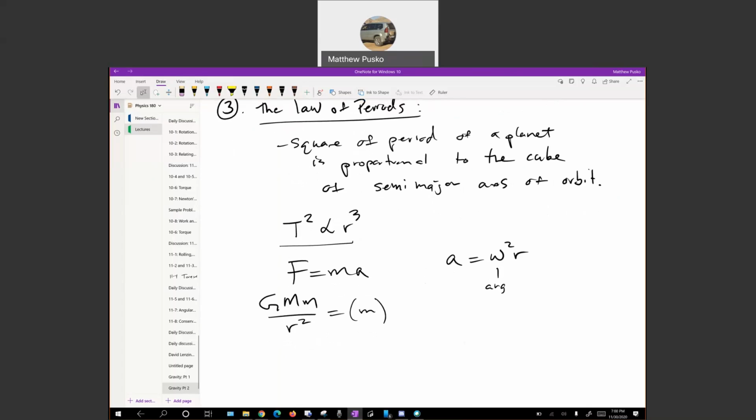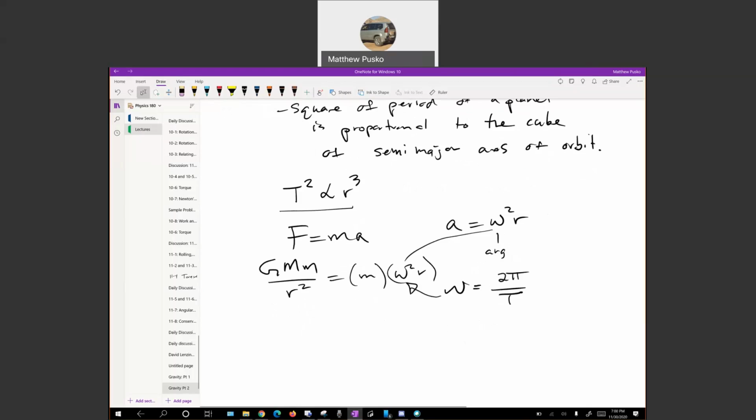We need one more substitution. Omega is going to equal 2 pi over the period. So I'm going to put the acceleration here, omega squared r, and then we're going to substitute in for omega. And what we'll end up with is the period squared is equal to 4 pi squared over big G big M, all times the semi-major axis cubed. So we have a proportionality of T squared is proportional to r cubed.